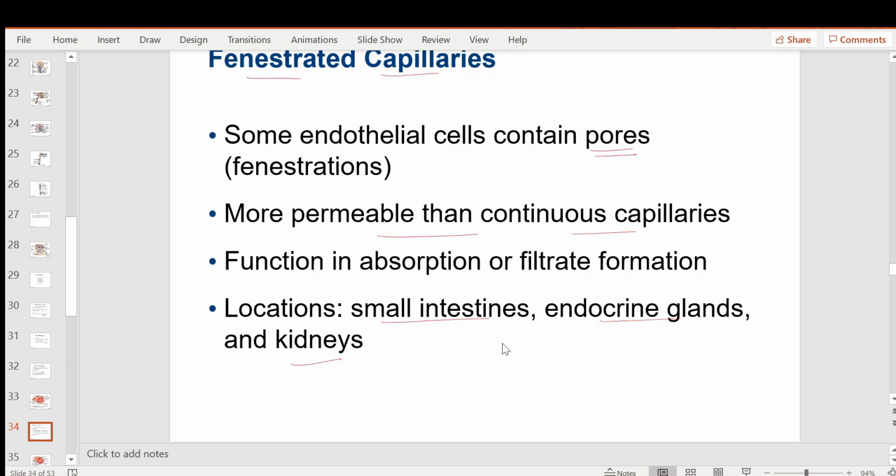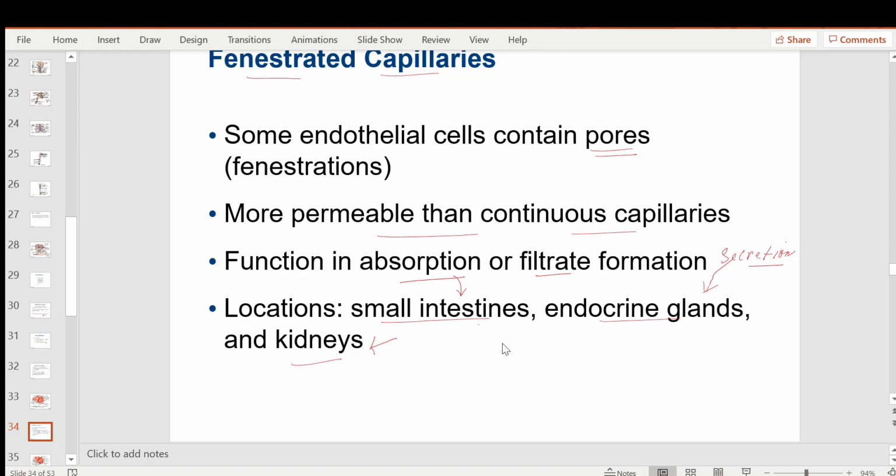And just remember that these are the organs where absorption, filtration, and secretion occur. Those three functions occur through the wall of the fenestrated capillaries. So now we know that absorption of nutrients takes place in the small intestine, filtration occurs in the kidneys, right, and secretion from the glands. So the chemicals can get out or get in through the wall of the fenestrated capillaries.